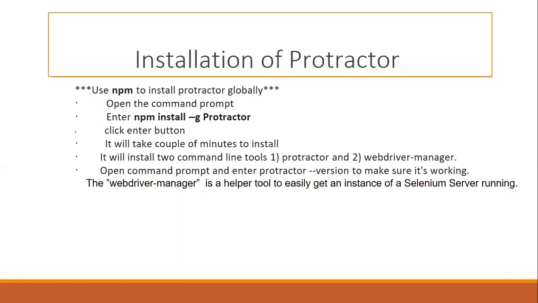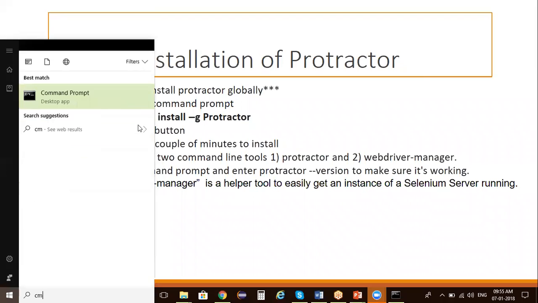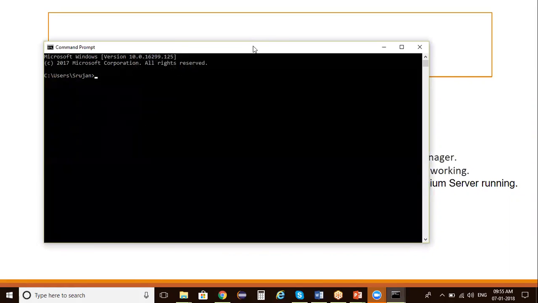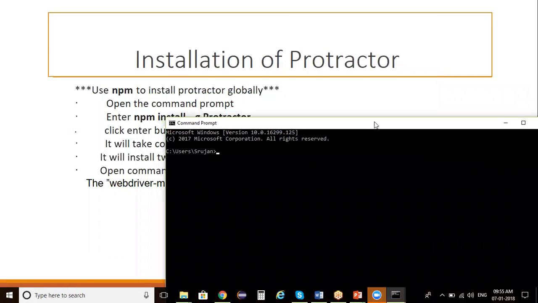In today's class, I would like to show you how to install Protractor to your machine. In order to install Protractor, the prerequisite is Node.js, which we have already installed. The only thing you need to do is open the command prompt. In the command prompt, you need to use the following command.